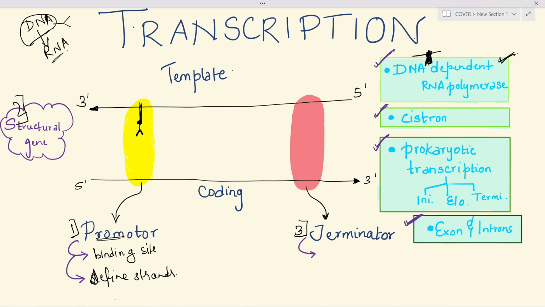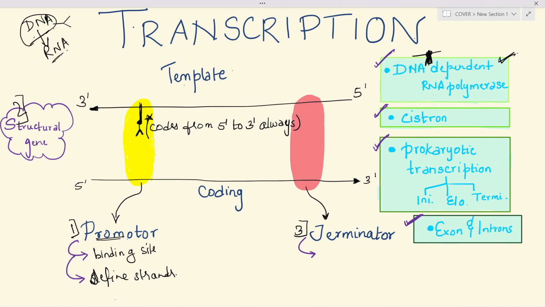Another function of DNA dependent RNA polymerase is that it codes from 5' to 3' always. That means it always has to be opposite to the 3' to 5' strand. So it is quite important to notice this function of the polymerase. Unless and until we look at this function of the polymerase, we can't define these two strands.